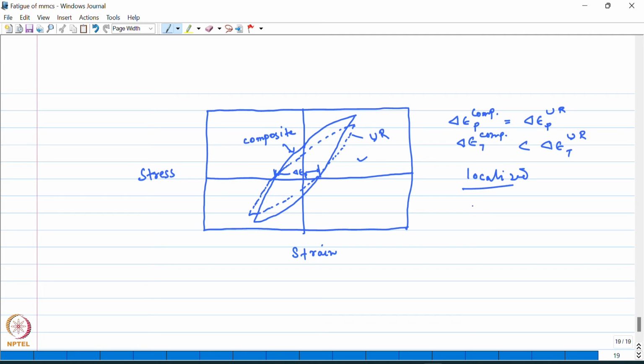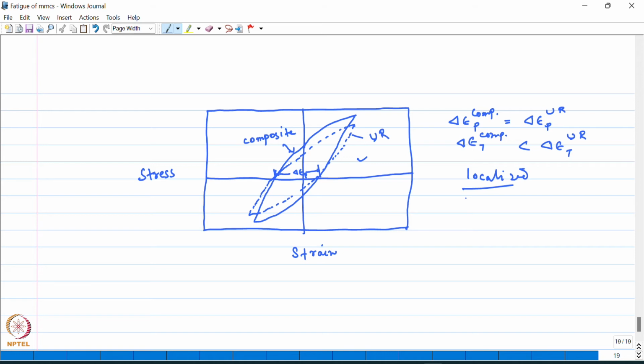So if you look at the strains developed in the local regions of the matrix, especially at the corners or poles of the reinforcement particles, although the composite is deformed to an equivalent average plastic strain, locally the regions around the poles or the corners of the particles will be subjected to considerably higher plastic strains. This is something we have discussed before, as to how the regions around the particles, particularly near the poles, are deformed differently compared to the regions away from the particles.